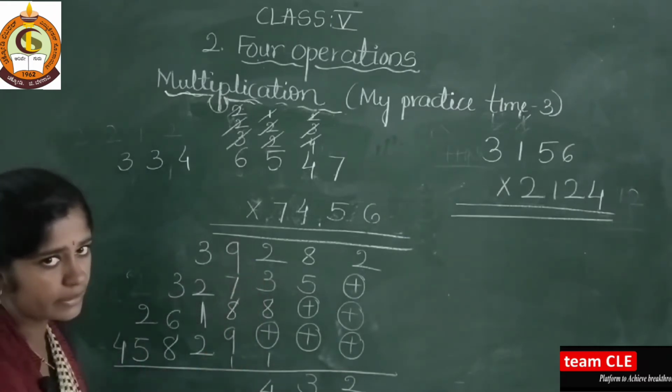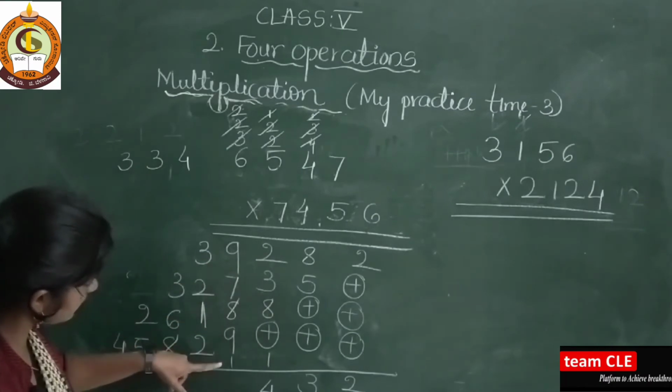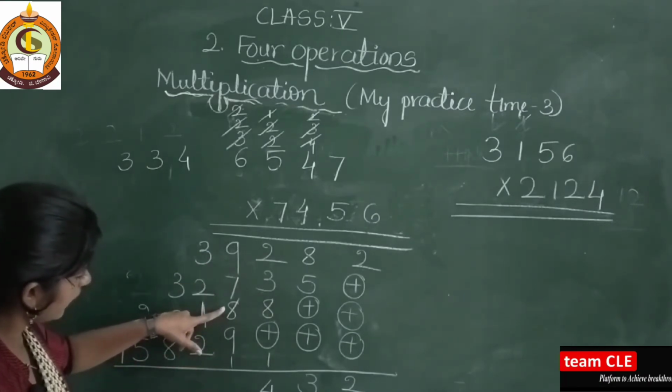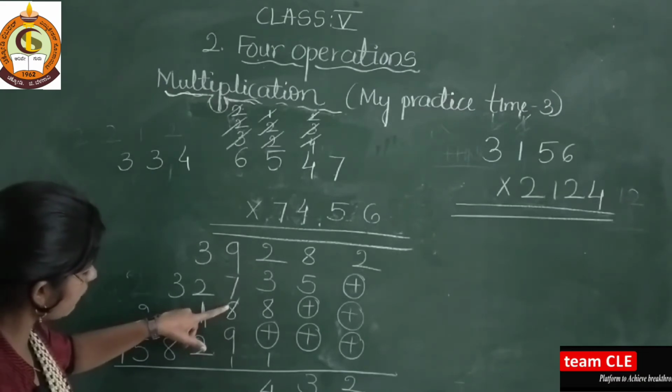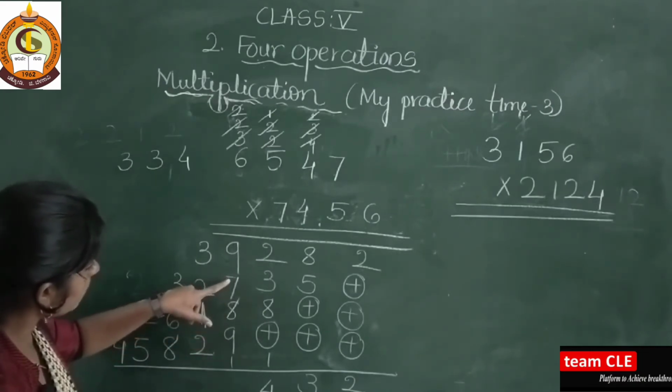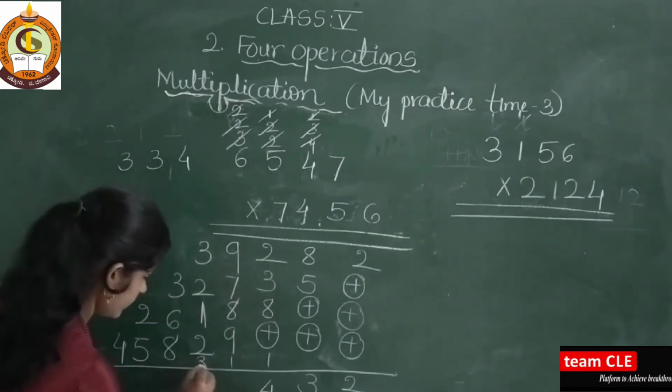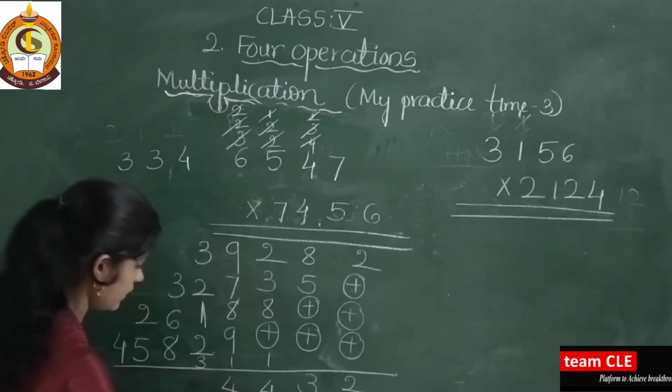If you are adding, that is also correct. 9 plus 1 is 10. 19 plus 8 is 27. 27 plus 7 is 34. Here you write 3 and here you write 4.